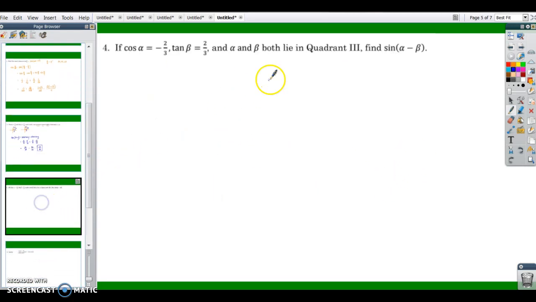In the next example, very similar. They're telling us that both alpha and beta are in quadrant 3, and I'm trying to find the sine of the difference. So I'm going to draw my angles in quadrant 3.